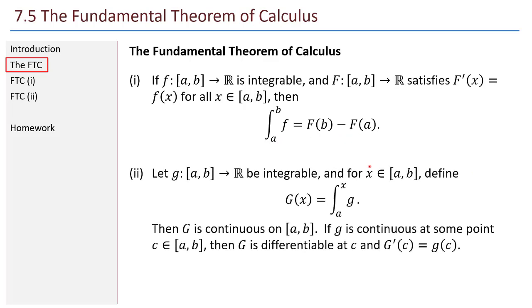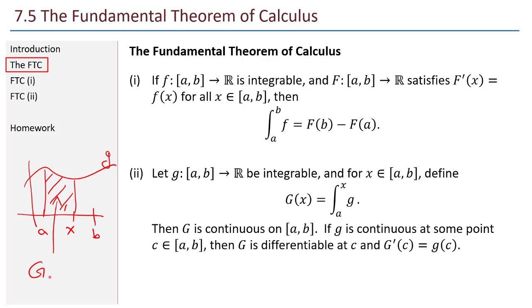And the second part says, if little g is a function from the interval [a, b] to the reals, if that's integrable, and for any x in the interval I define big G of x equals the integral from a to x of little g. Maybe for this part I imagine there's my function g, I have a little a, little b, and it's x somewhere in there. The big G of x represents that area.